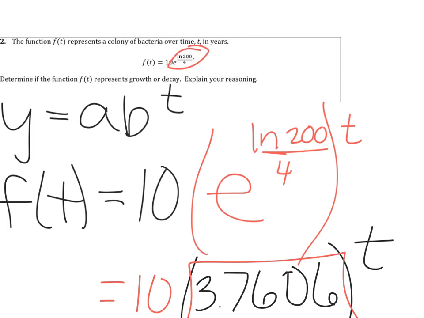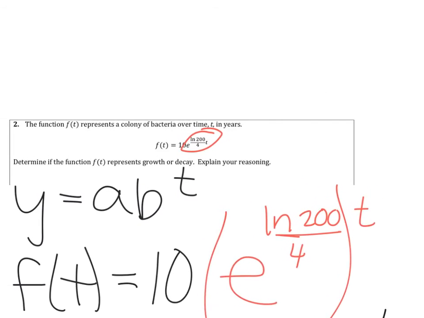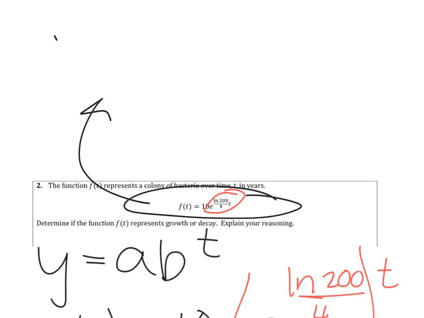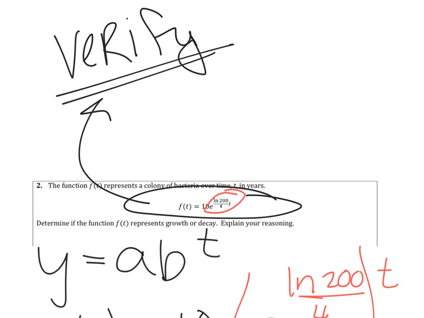Now I want you to put a second method in your notebook. All right, so I'm just going to scroll up. This is the mathematical way they want you to show it, but I want you to verify it using your calculator. So grab your calculator, and we're going to graph this function. Get your calculator, hit y equals, and then let's hit zoom 6.